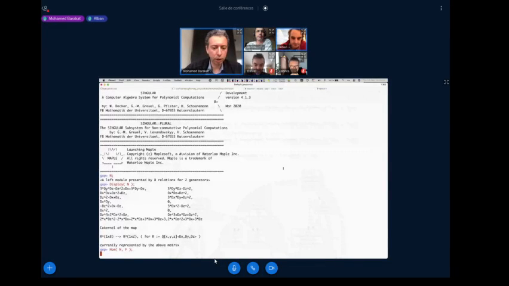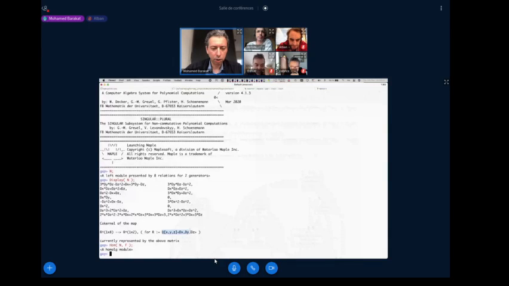So you see here the ring is this Weyl algebra. It's polynomial in x, y, z, and it has these differential operators dx, dy, dz. And you see the system has non-constant operators. So this is 2x d over dz squared plus 3dx plus so and so.